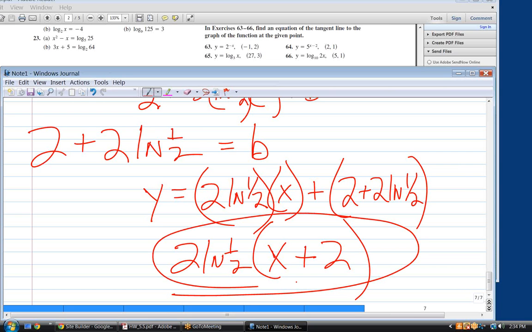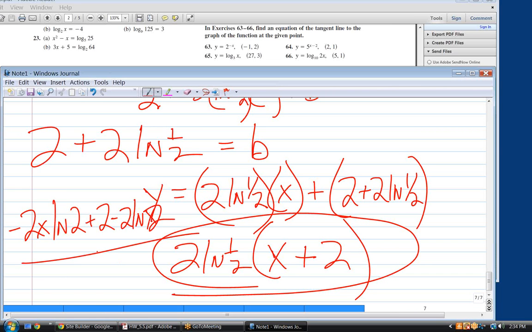She got, this is 63, right? Yeah. She got y equals negative 2x natural log of 2 plus 2 minus 2 natural log of 2. Say it again? Minus 2x natural log of 2 plus 2 minus 2 natural log of 2. Oh, natural log of 2, sorry, not natural log of x.